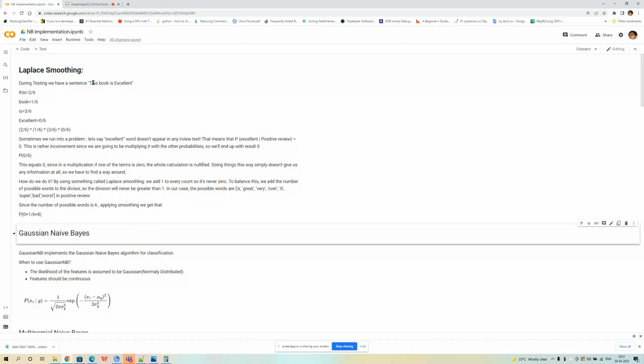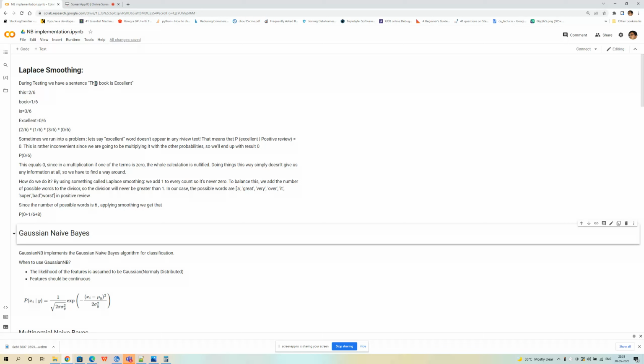Let's say during testing, we got a sentence like "this book is excellent". Now we have to calculate probabilities for that. We'll go through each word and see how many times it occurred in the positive review and also in the negative review, and we'll multiply all those word probabilities, and then decide which one has the highest, whether it's a positive review or a negative review.